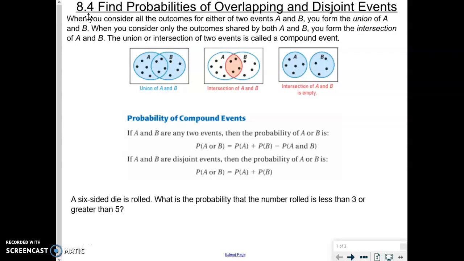Now, if the events themselves are disjoint or have no overlap at all, then the probability of A or B will simply be the probability of A plus the probability of B. Now, if you recall, when we talked about this earlier, when you see the word or, like we do in the probability here, we will be adding together those probabilities.